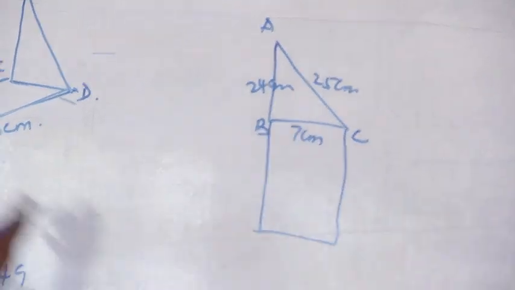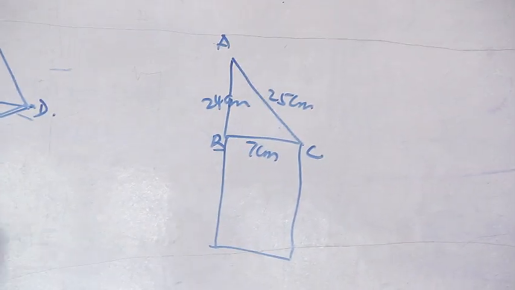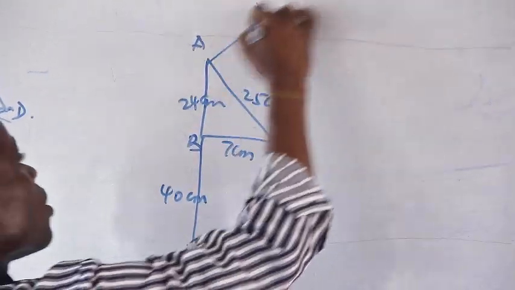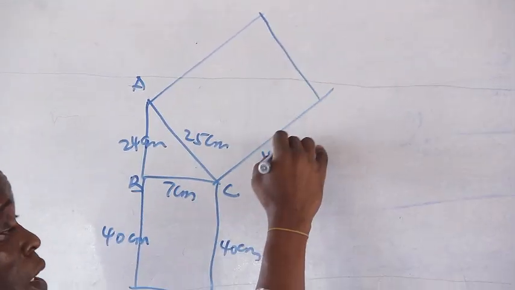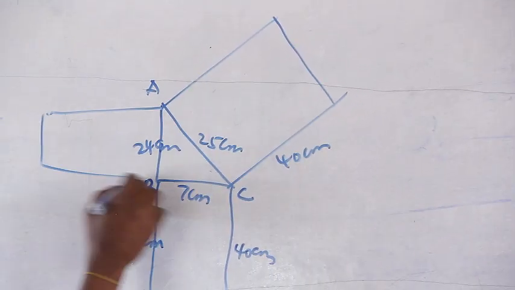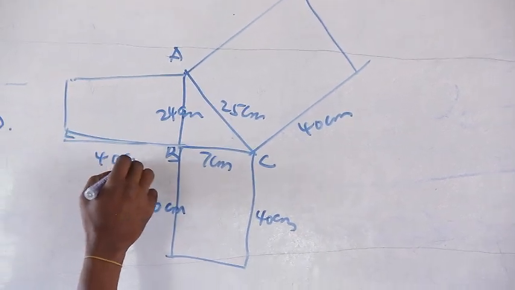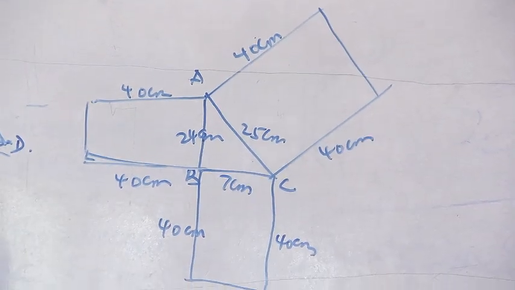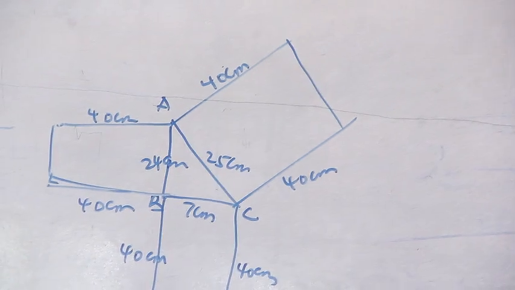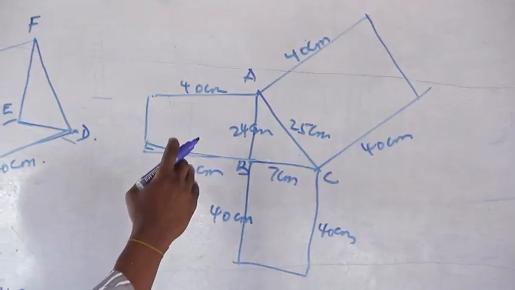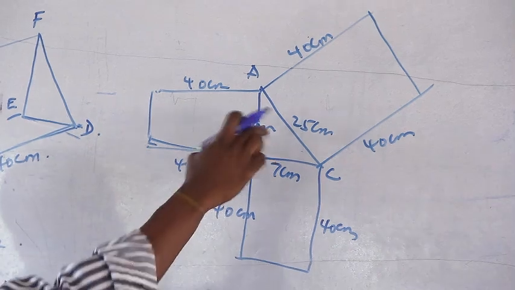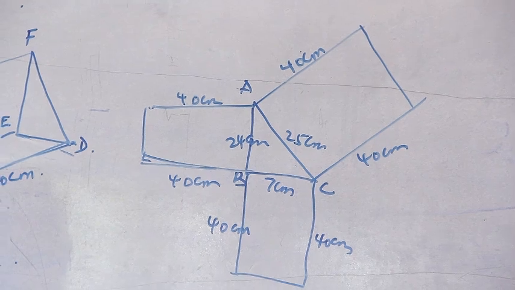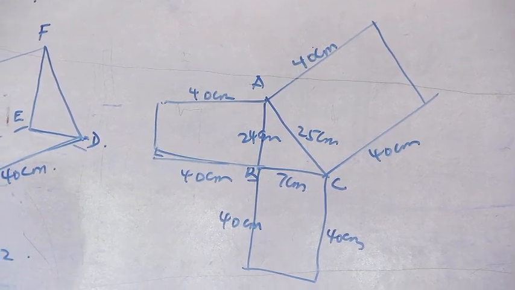Now, the length of this rectangle will be the length of that prism. This is the length, 40 centimeters. We have this also as 40 centimeters, and this one too is 40 centimeters. Now, to find the total surface area of this prism, you must know that apart from these three rectangles that we have, 1, 2, 3, we have two triangles. There is one at the bottom, while there's another one at the top. That is why it is called a closed prism.